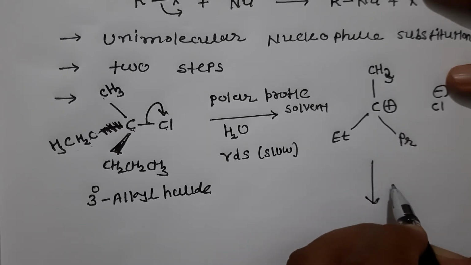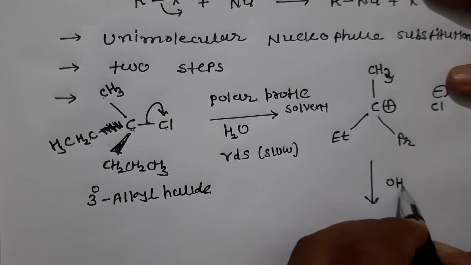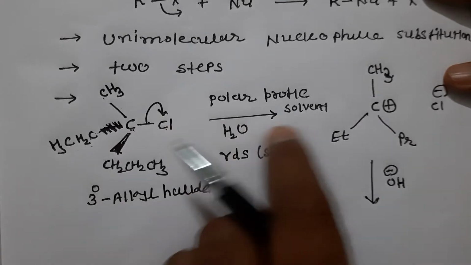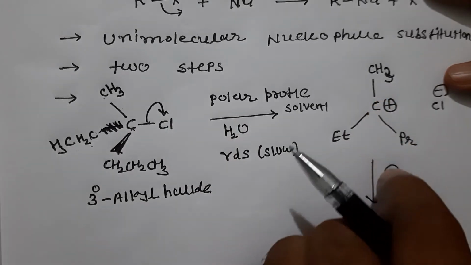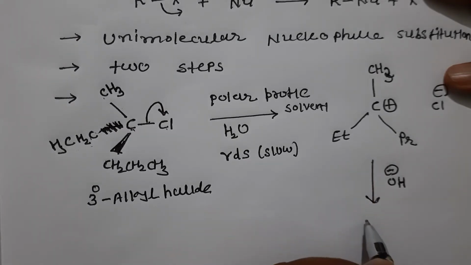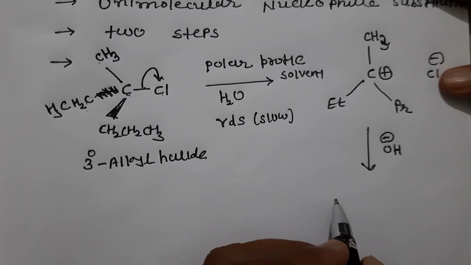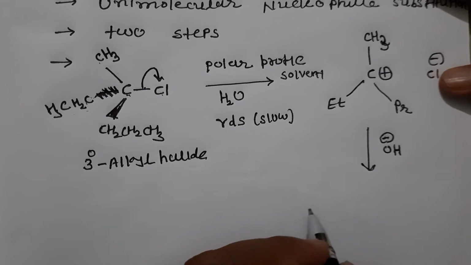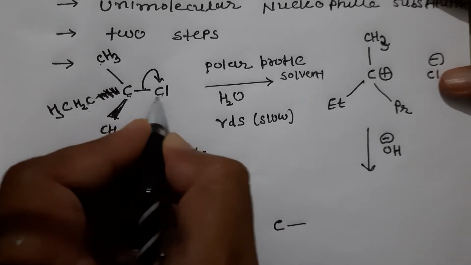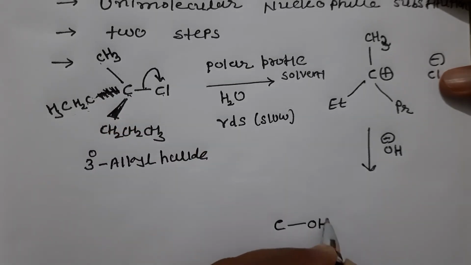Now the nucleophile: suppose we take a weak nucleophile, which also supports the SN1 reaction. When the weak nucleophile attacks, there are two possibilities: either it attacks on the front side or on the back side. If it attacks on the front side, then there is retention in the configuration. Here Cl departs, and here OH attacks.